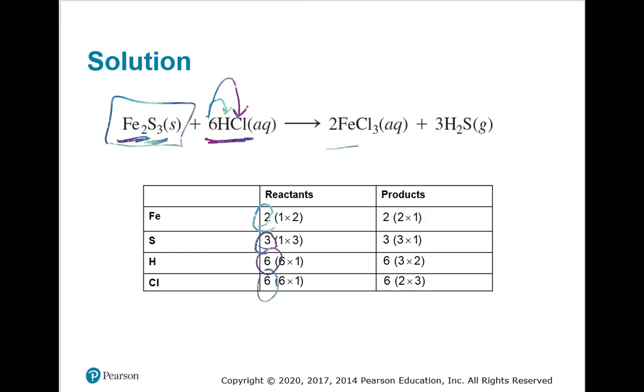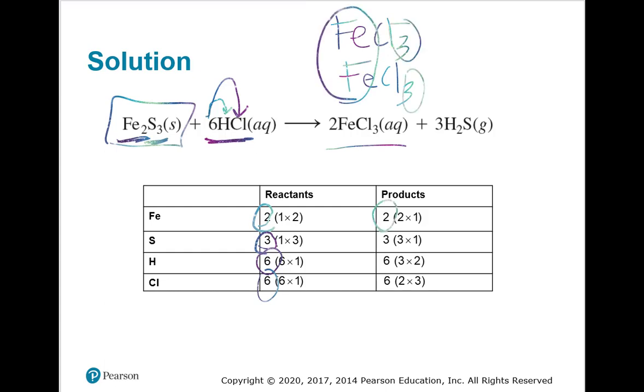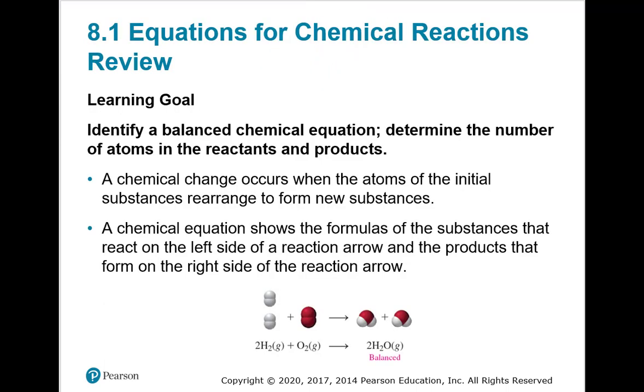Let's look at the right side. I have 2 FeCl3s. That means I have an FeCl3 and a second FeCl3. So I have 2 Fe's, 6 chlorines, and then I have 6 H's because that 3 distributes. I did have 1 H2S, but now I have 3 H2S, so that would be 6 hydrogens and 3 sulfurs. Take a look at the learning goal to make sure that you understand this first section.